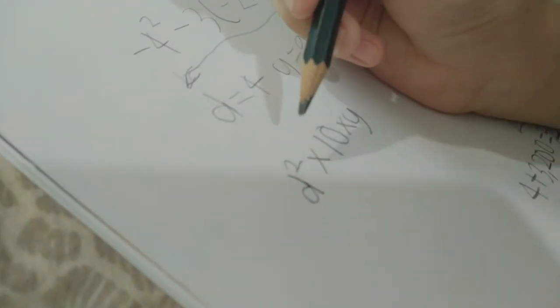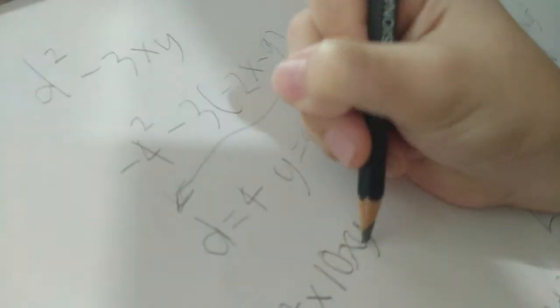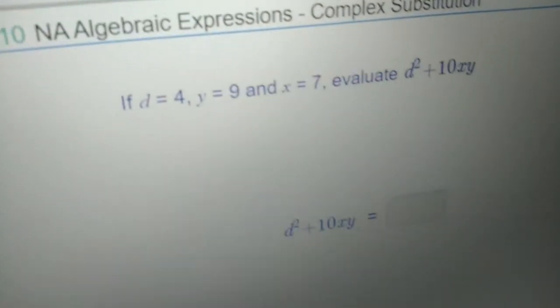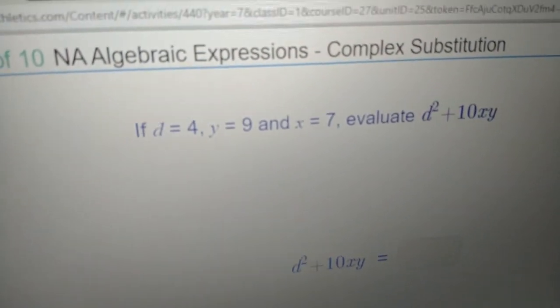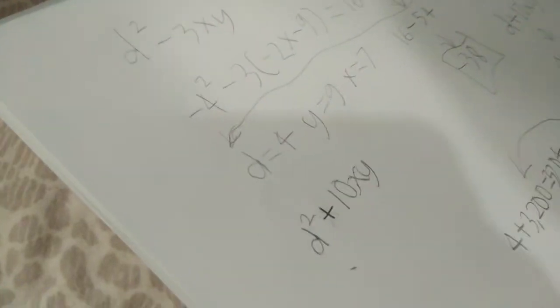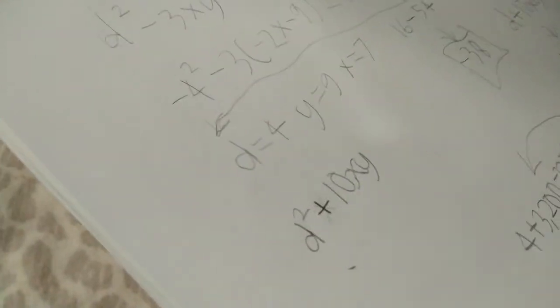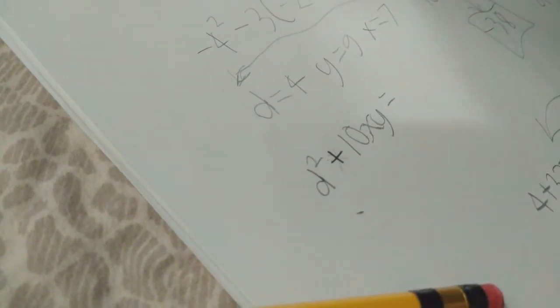Wait, there's no baby. This is bad. Look, it's not times, it's plus. Okay, I switch the times sign to the plus. Okay, don't hurry, because I don't want you to make a mistake. It's d equals 4 again.